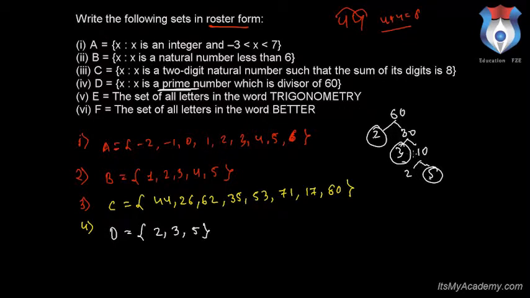Prime divisors or factors are the same, right? So X is a prime number which is a divisor of 60. So you got the set you want. And now let's go for the fifth one. Our fifth set is E, the set of all letters in the word trigonometry.